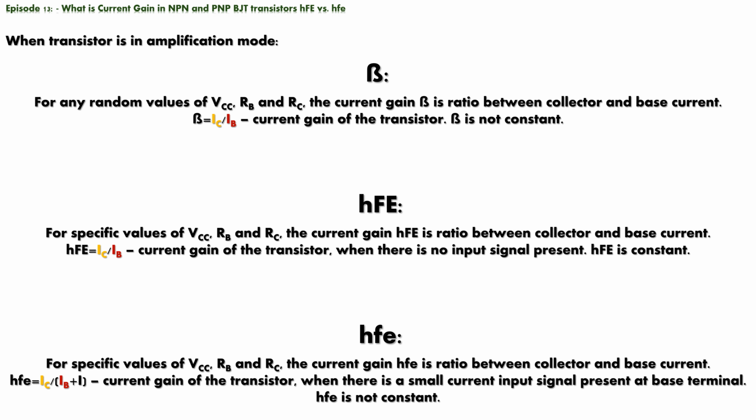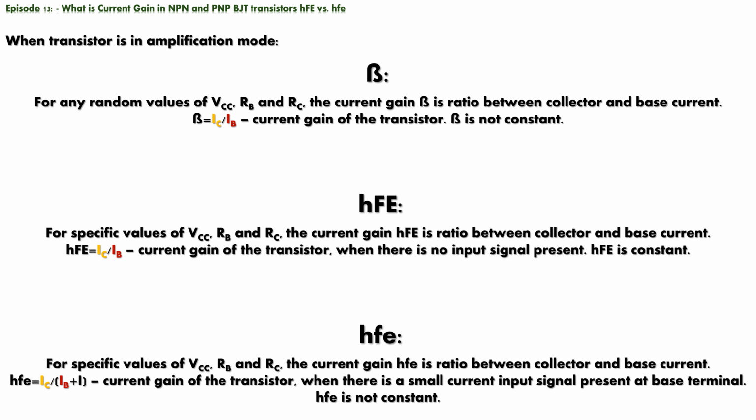In conclusion, there are three parameters that refers to current gain in transistor circuits: beta, hFE with capital FE, and hFE with small fe. None of them have any practical use. By definition, current gain is ratio between collector and base current. Here is cheat sheet to summarize what we have learned in this video.